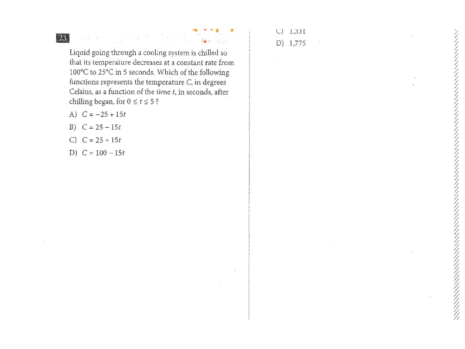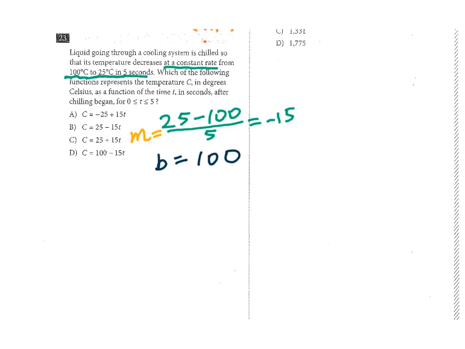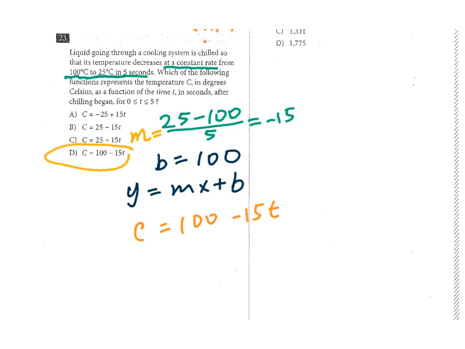For number 23, basically this is a linear function. We know that the constant rate is from 100 degrees to 25 degrees in 5 seconds. Therefore, you got (25 minus 100) over 5. That is -15. This is your slope. Since the initial temperature b equals 100, I can write down y equals mx plus b format. You will get C equals 100 minus 15t. Therefore, the answer will be D.